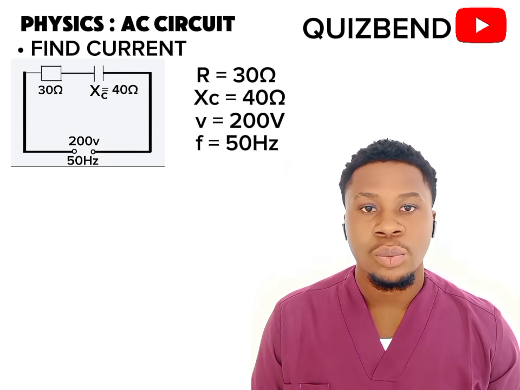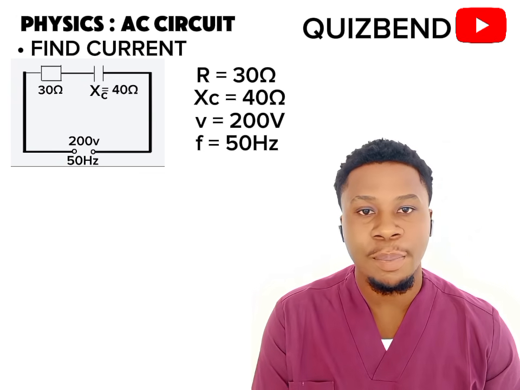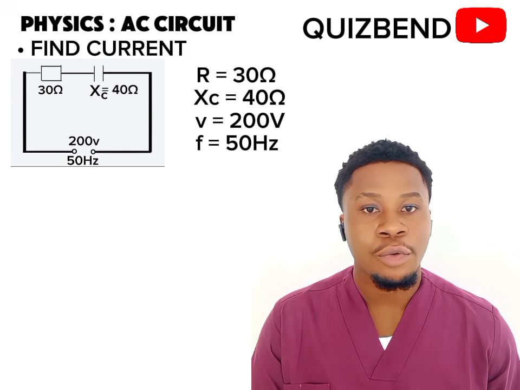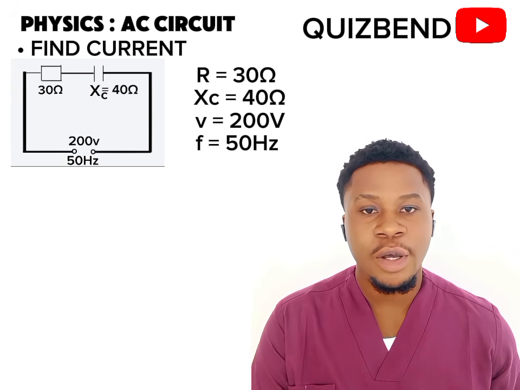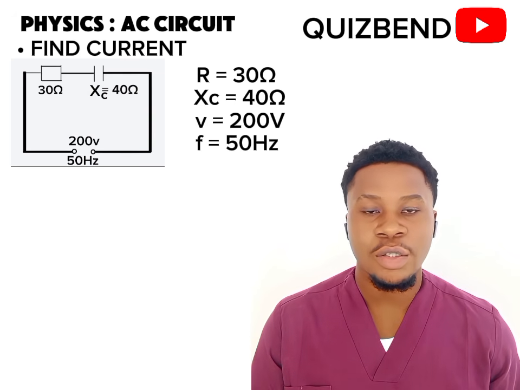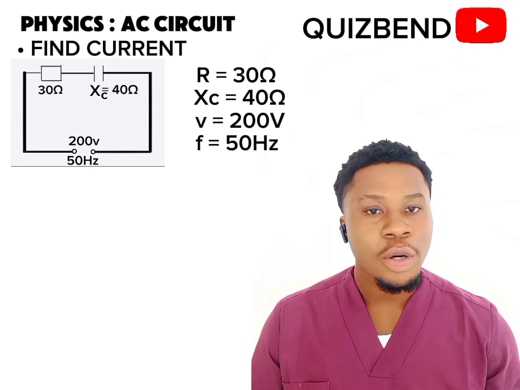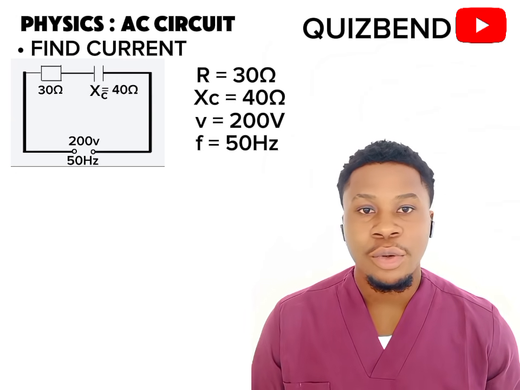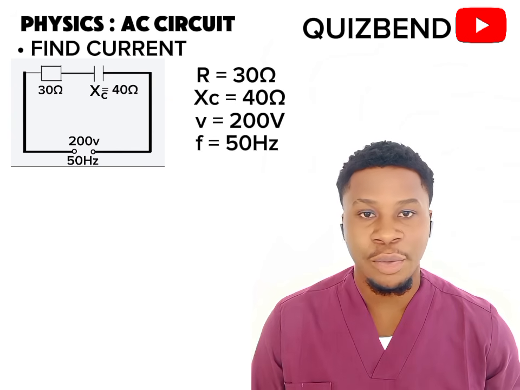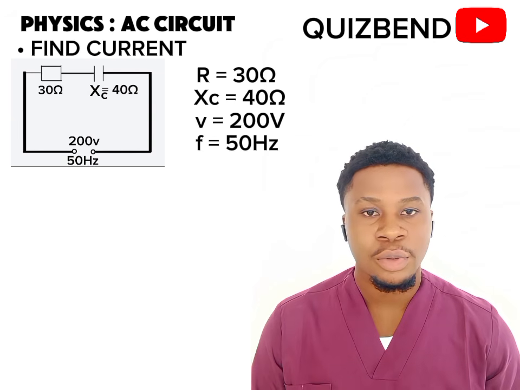In this question, we are not going to use the frequency because the frequency is used to produce the capacitive reactance of 40 ohms. The frequency of 50 hertz tells us how fast the current is alternating, that is how fast the current is changing. Meaning, in this AC circuit, the current changes its direction 50 times every second. That's the meaning of the 50 hertz that we have here, so we're not going to use it for the calculation of the current.